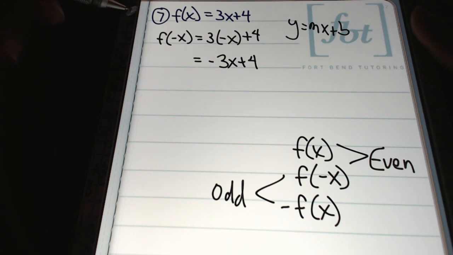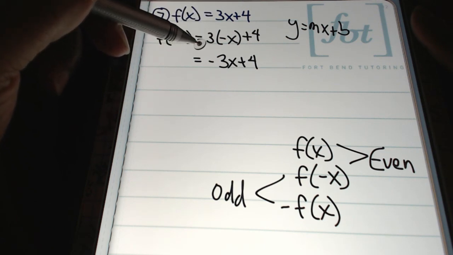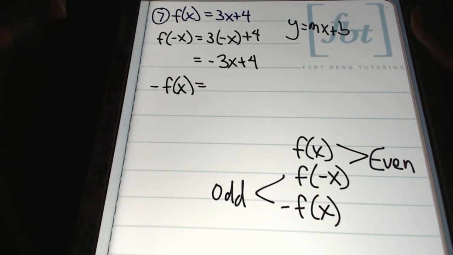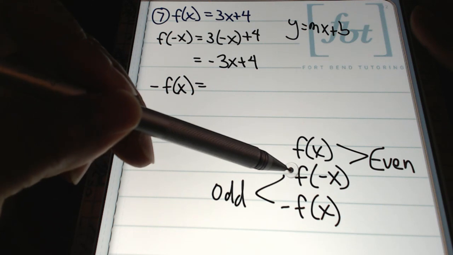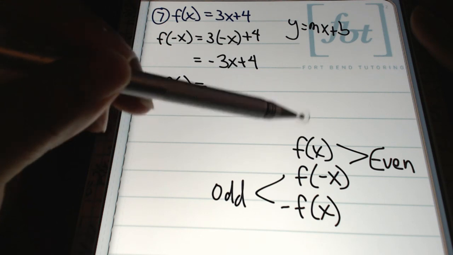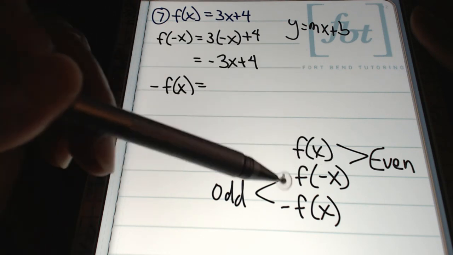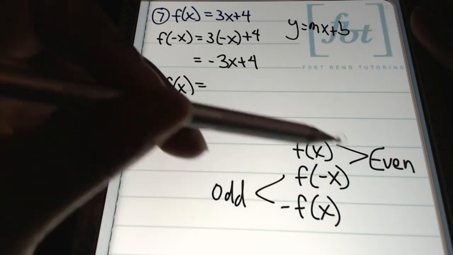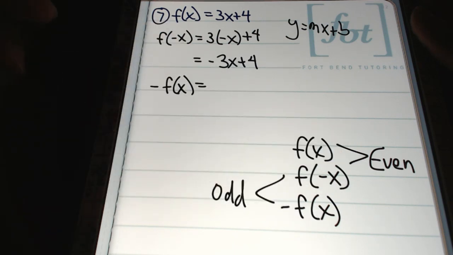We're doing the even and odd test on it by replacing all the x's in the original function with negative x, simplifying, getting negative 3x plus 4, and now we're going to see what happens when you find the opposite of f of x. Remember, we were talking with Lydia earlier, and we were stating that if your original function matches your substitution of x with negative x, then you're dealing with an even function. However, if your f of negative x is equivalent to the opposite of f of x, you're dealing with an odd function. So that's the whole even and odd test in a nutshell there.